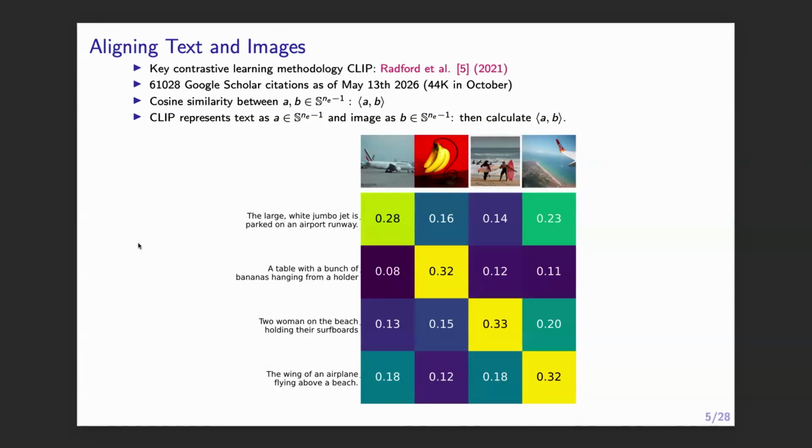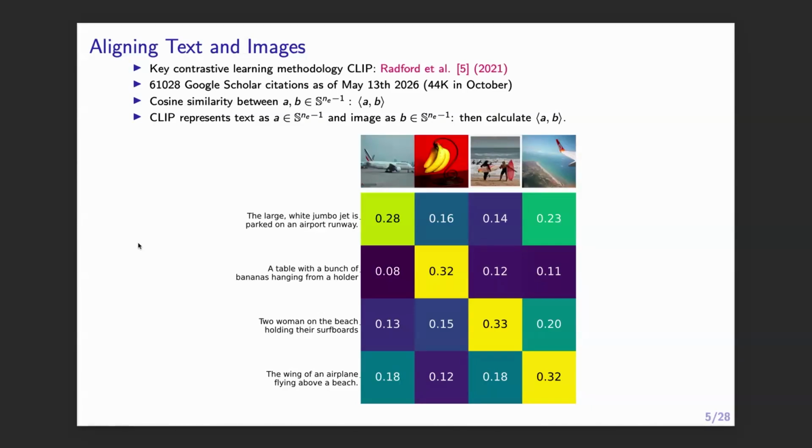I always look up how many citations this paper has right before I give this talk. So this paper, as of yesterday, has 61,000 citations. Just for reference, I gave this talk in October, and it had 44,000 at the time. So it's growing at a very quick rate, maybe on the order of about 2,000 a week, something like that.